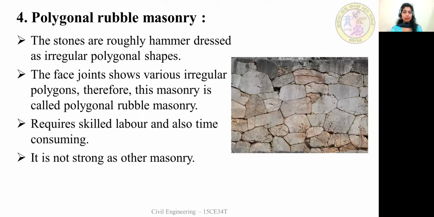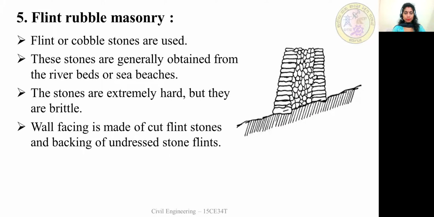The stones are roughly hammer dressed into irregular polygonal shapes, and it requires skilled labor and is also time consuming. It is not as strong as other types of rubble masonries. This is about polygonal rubble masonry. Then we'll move on to flint rubble masonry. Flint or cobblestones are used here.